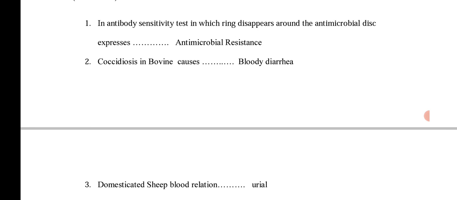Coccidiosis in bovine causes bloody diarrhea. Coccidiosis in poultry also causes bloody diarrhea, and coccidiosis is caused by Eimeria tenella, and it infects the epithelium of the intestine. It uses the epithelium of the intestine to complete its life cycle, which leads to the denudation of the intestine.